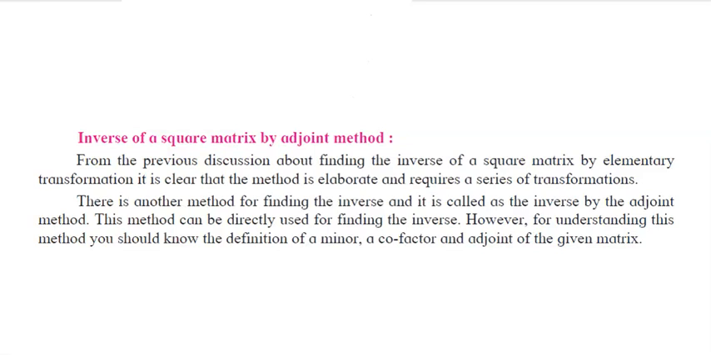Before we start, we already learned how to find inverse matrix by elementary transformation. It is already clear with examples. So now we are going to learn another method for finding inverse matrix. That method is known as adjoint method. So in that method we have to understand some definitions related to minors, cofactors and adjoint of given matrix.